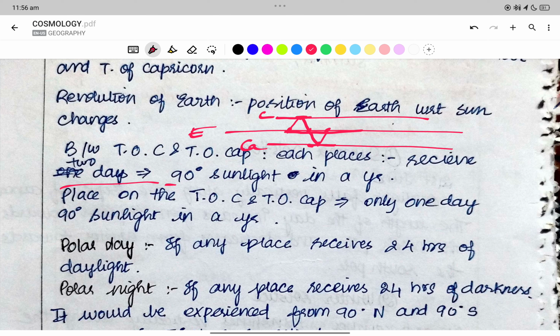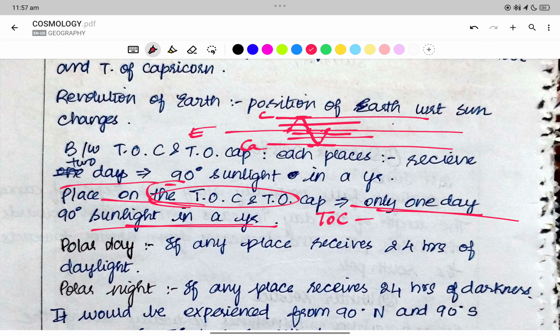Whereas the Equator is receiving it, not always, it is 3 times. 1, 2, and then 3 times, right? Now take this place. 1, 2, 2 times it received the sunlight, right? Take this place. 2 times it received overhead sun, vertical sun rays. Equator receives 3 times. The Tropic of Cancer receives only 1 time. See, places on the Tropic of Cancer and Tropic of Capricorn receive it only 1 time.